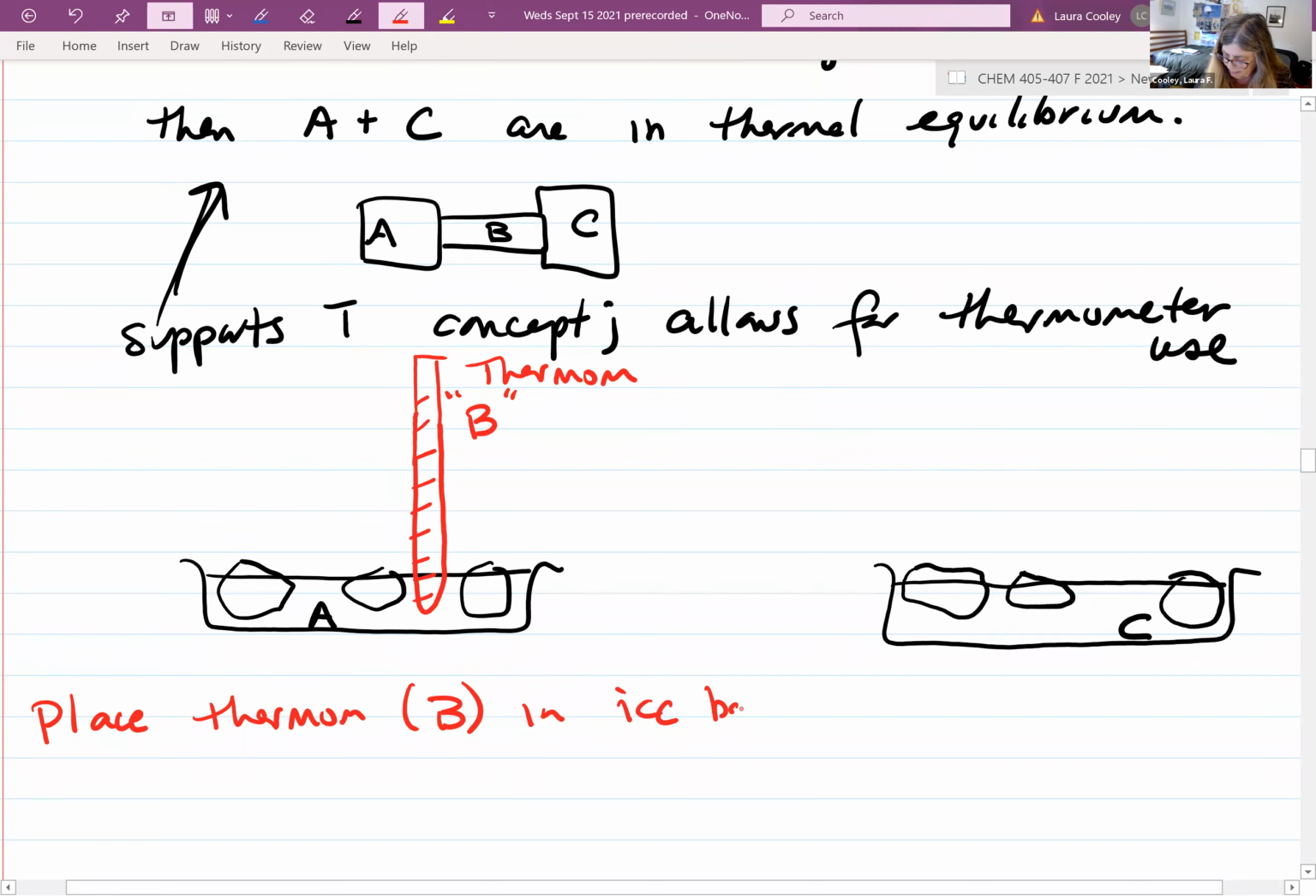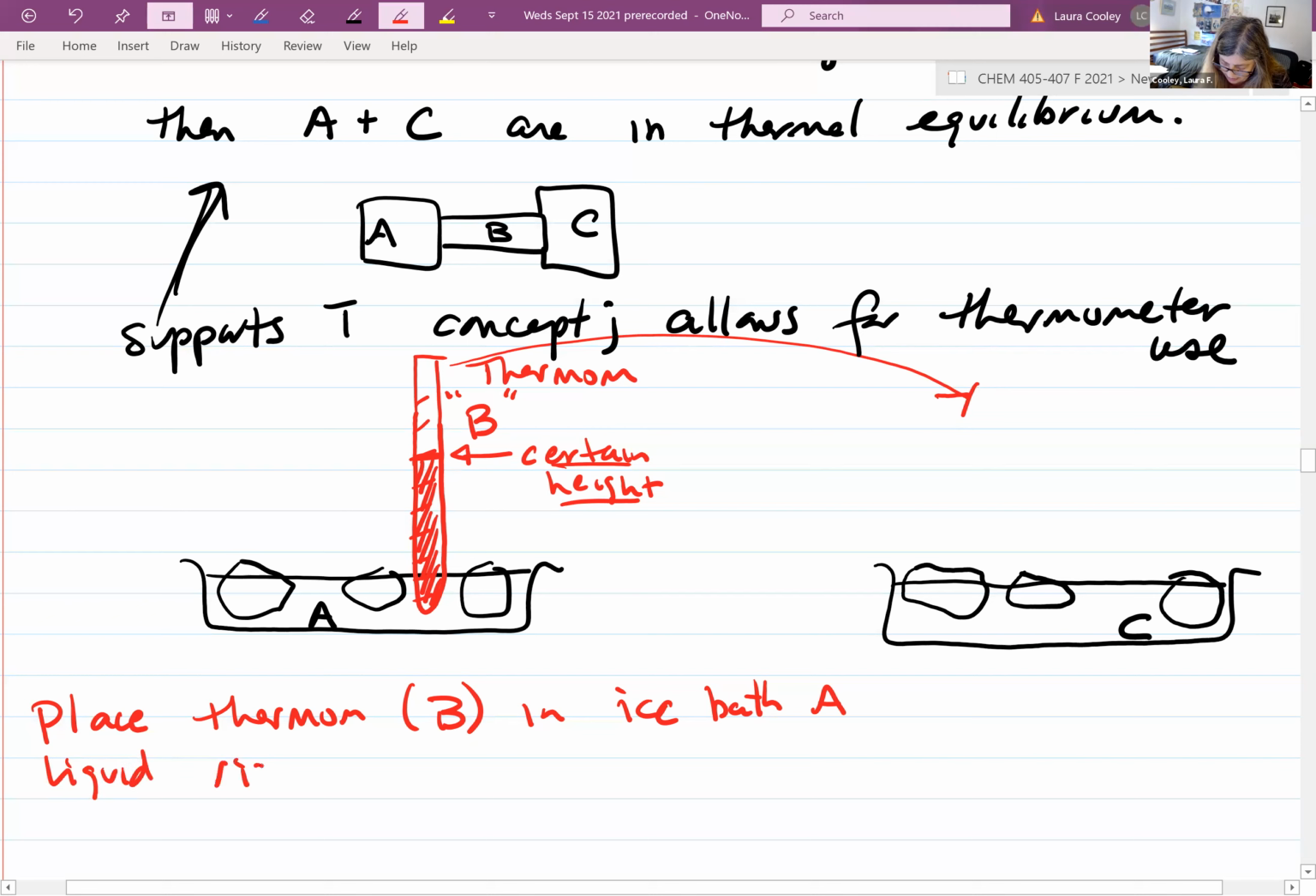in ice bath A. What happens? Well, the mercury or whatever's in the thermometer, the liquid in it, goes up to a certain height. Okay. A and B are in thermal equilibrium. And when they're in that equilibrium, the liquid in B goes up to a certain height. Now, take thermometer B. So I would say liquid rises, probably falls if it's an ice bath, to a certain height.